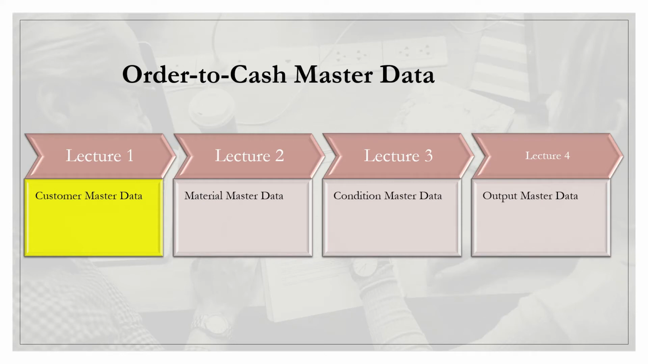Welcome to Order to Cash Master Data section. So there are four prominent master data we talk about in Order to Cash. The first one is customer master data. We have material master, we have condition master, and output master data. In this particular lesson, we're going to talk about customer master data.